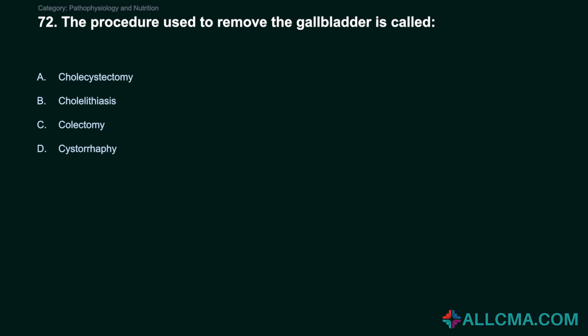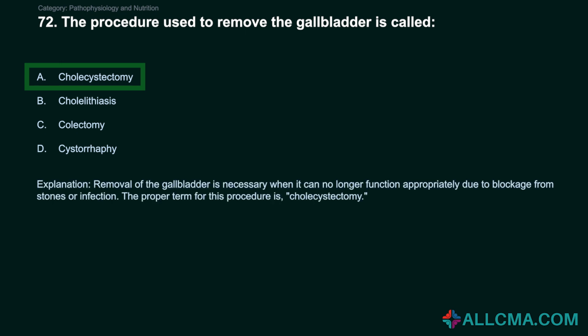72. The procedure used to remove the gallbladder is called A. Cholecystectomy. B. Cholelithiasis. C. Colectomy. D. Cystoscopy. Correct answer, A. Cholecystectomy. Removal of the gallbladder is necessary when it can no longer function appropriately due to blockage from stones or infection. The proper term for this procedure is cholecystectomy.